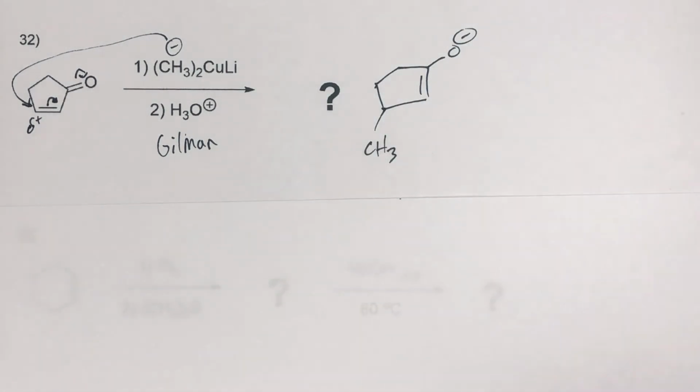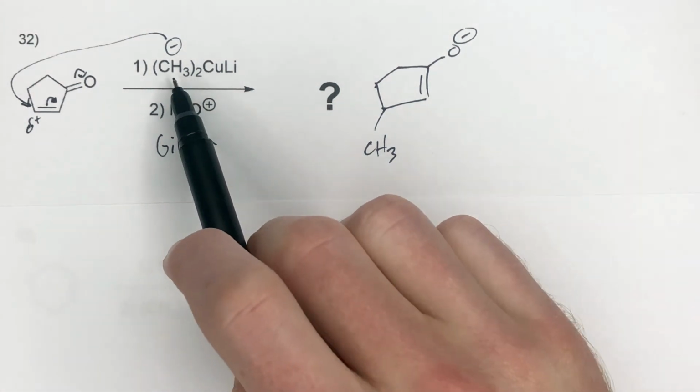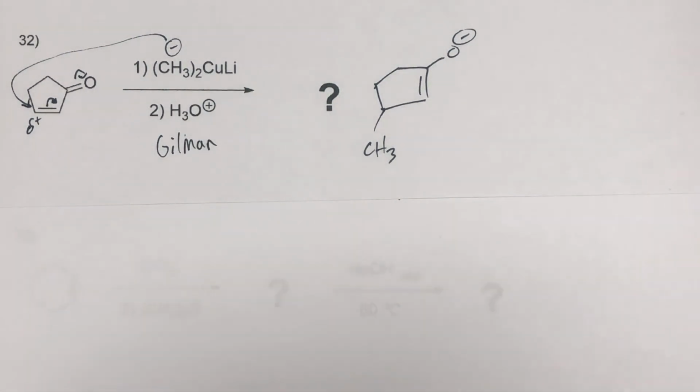If you're wondering why you need R2 in the Gilman, I don't exactly know why that's the reason, but you need both, the dialkyl cuprate lithium, or you will not get this to work. But you only add one, even though there are two here, only one gets added to the product.